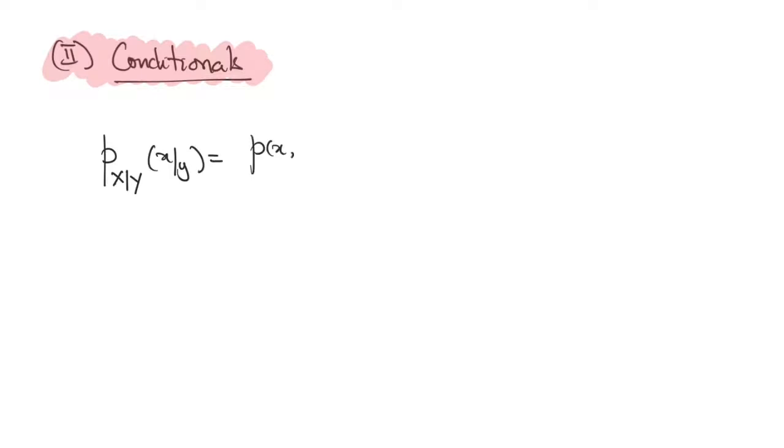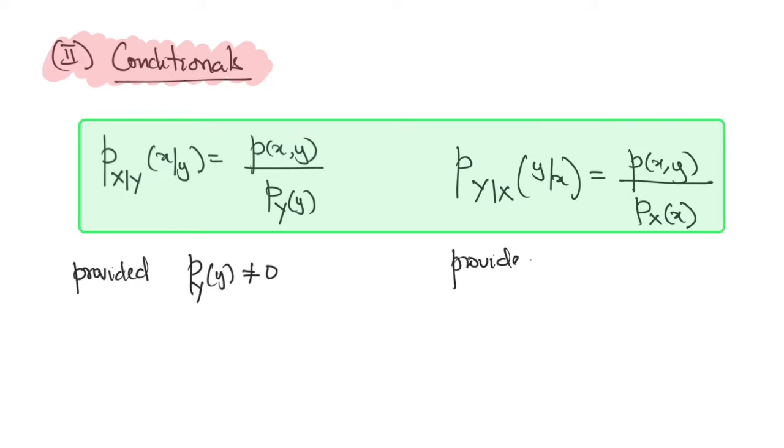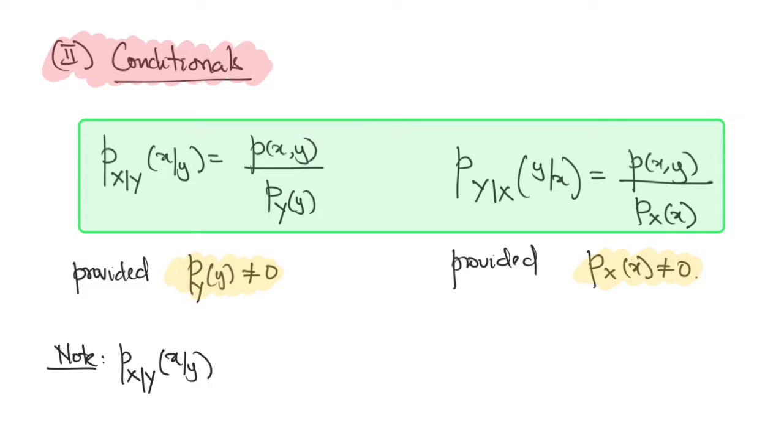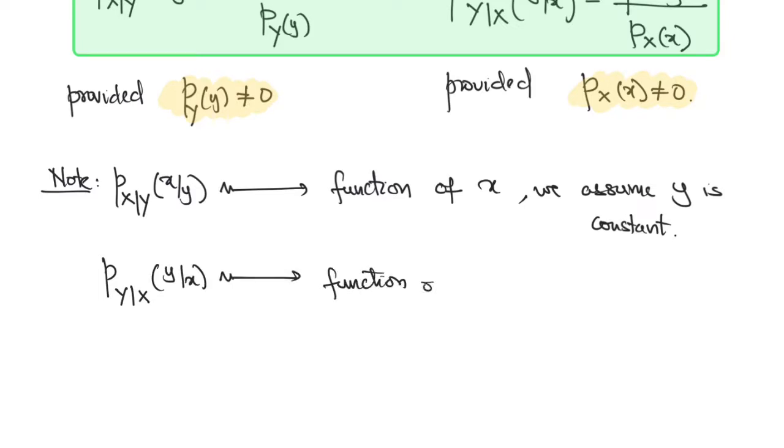The conditional distributions are defined as follows, where the conditional of X given Y is the probability of X and Y divided by the marginal of Y at y. The conditional of Y given X is defined similarly. Note that these definitions make sense as long as the denominators are non-zero. Also, note that the conditional probability mass function of X given Y is a function of x, and we assume that y is constant. Similarly, the probability of Y given X is a function of y, and we assume that x is constant.